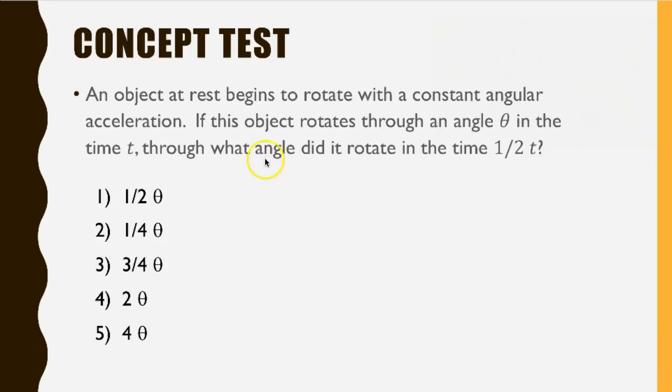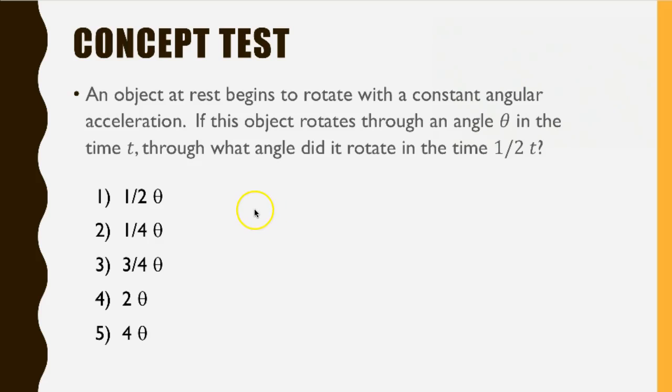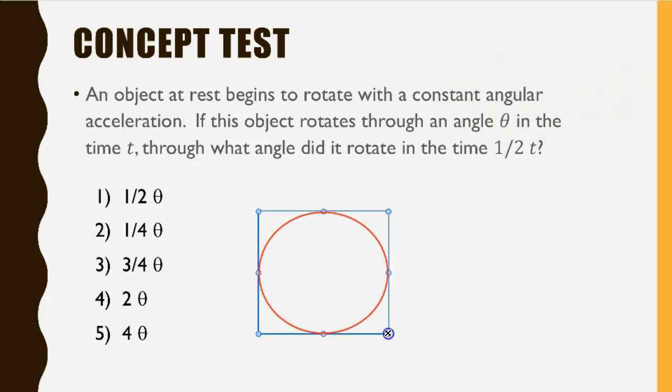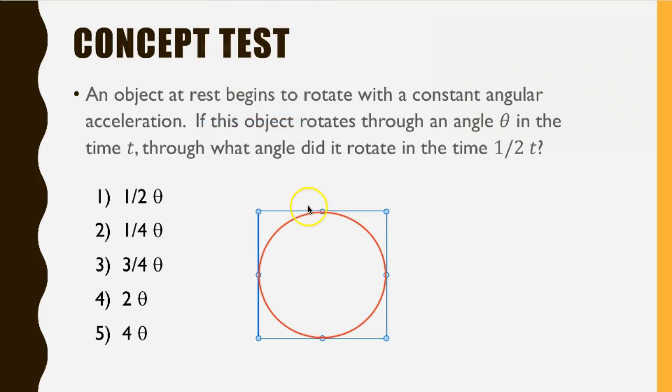So here we have an object that begins at rest. It begins to rotate with a constant angular acceleration. I want to figure out how far it rotates in time 1/2 t. So here's my view of this thing. Let's say it's rotating this direction. Let's say it starts off here, make it easy, and then it rotates some angle theta. So it's rotating this direction, and this is theta. How far does it rotate in 1/2 t? So in half that time.